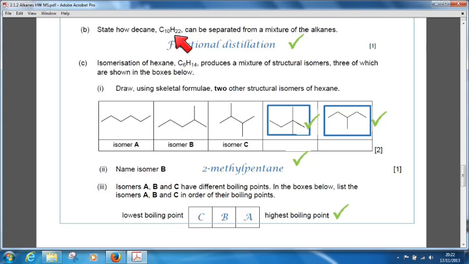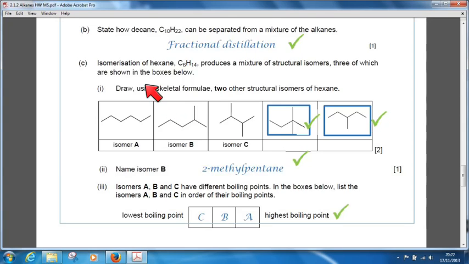In part B, we're required to talk about a technique which can be used, a technique which should be used to separate a mixture of alkanes. Straightforward answer, fractional distillation. Again, a quick reminder, fractional distillation is a technique used to separate 2 or more liquids which mix with each other and have different boiling points.